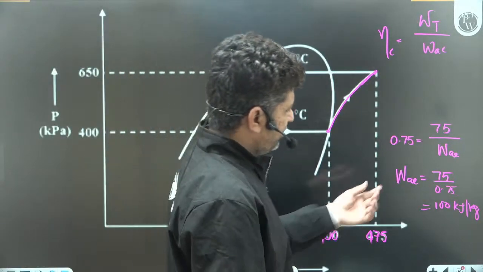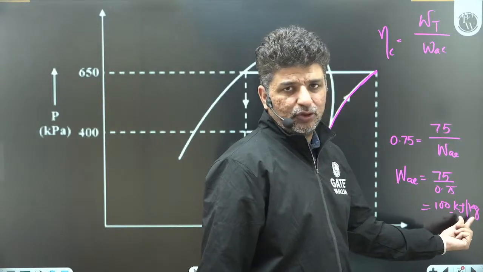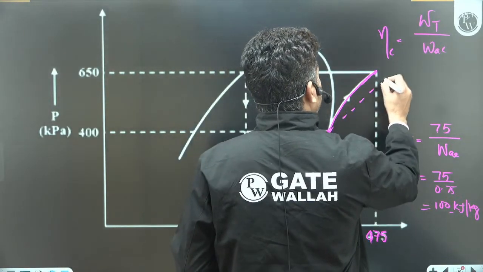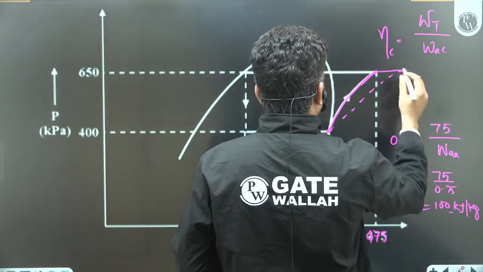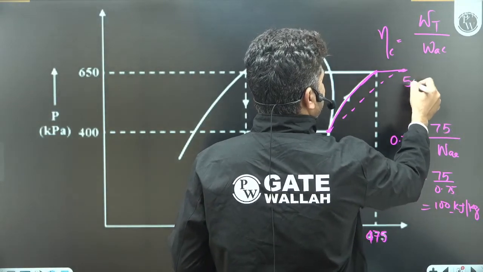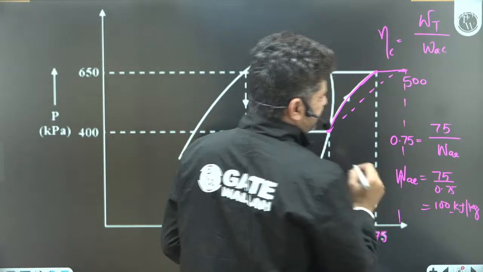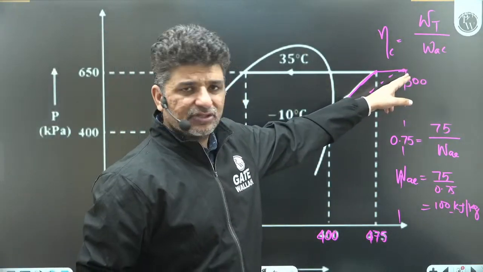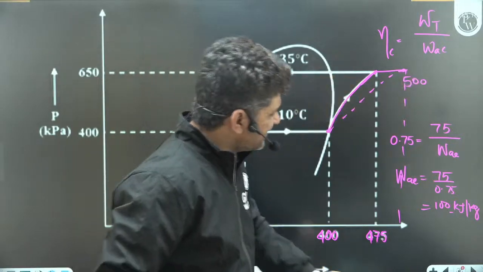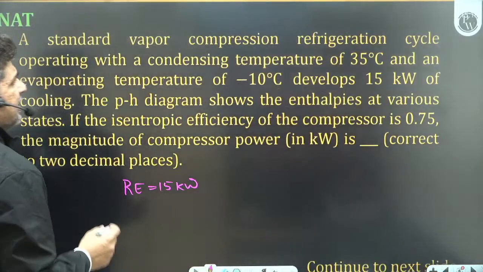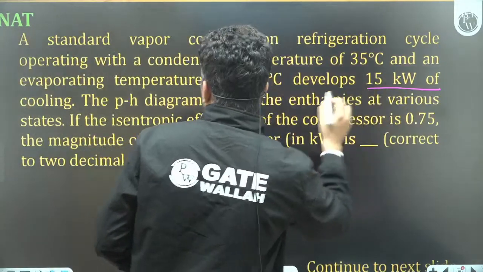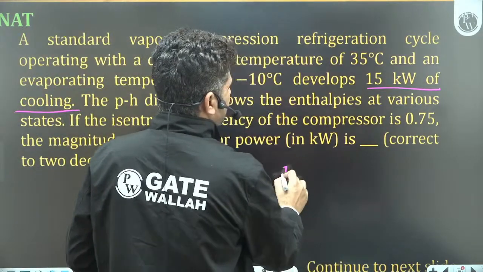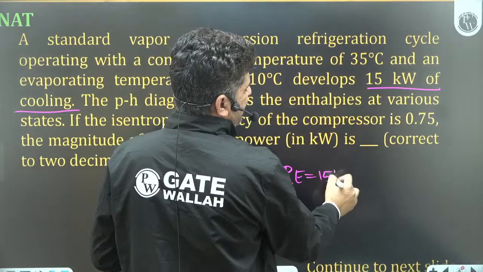So if work actual is 100 kilojoule per kg, the real diagram would come something like this. So this will become 500. Understood? So this will become 500. Now he has given you the refrigeration effect. It develops 15 kilowatt of cooling, meaning refrigeration effect is 15 kilowatt.